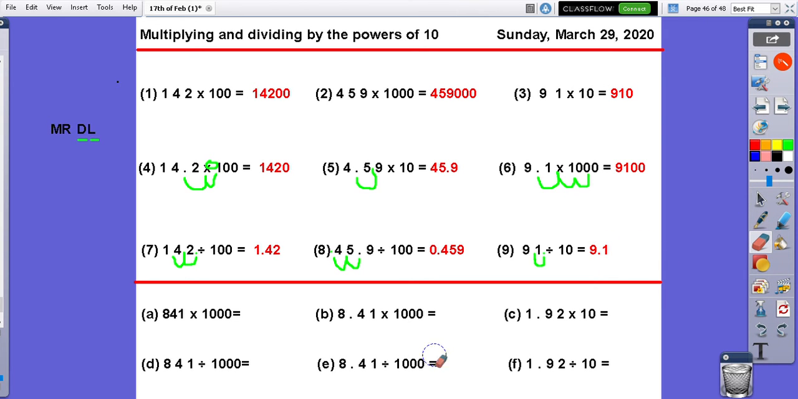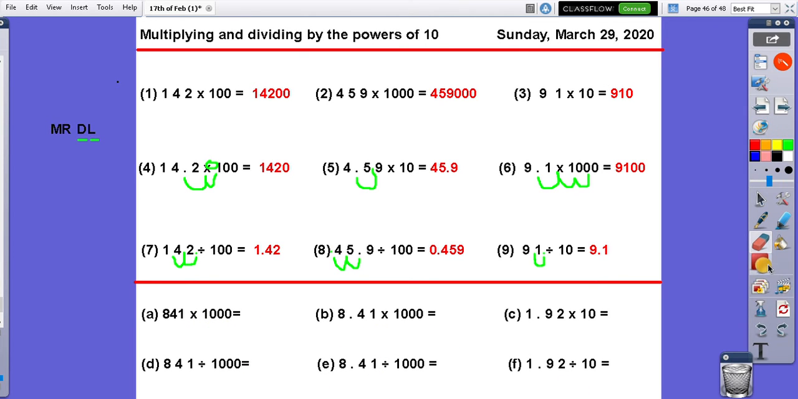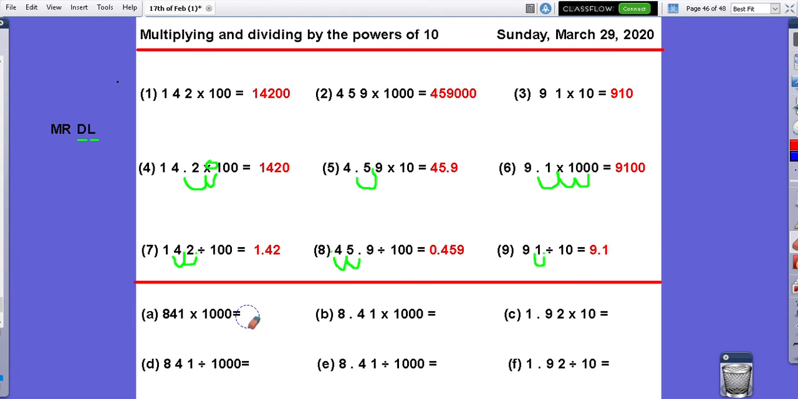Now, do these questions on your own, questions A, B, C, D, E, and F. Pause the video, do from A until F, and then check your answers when you're done.